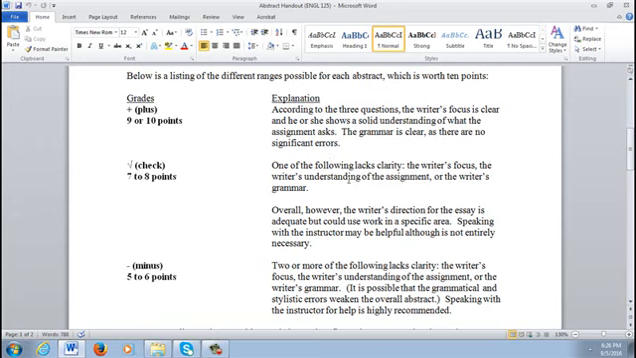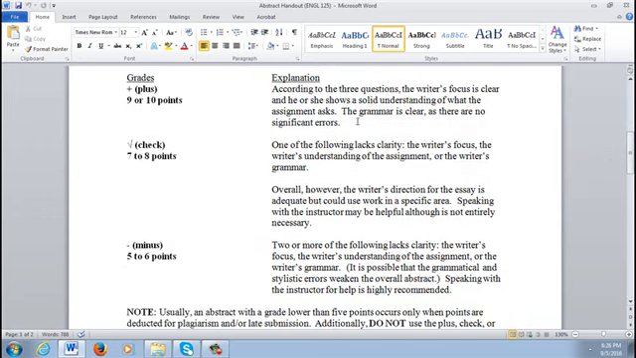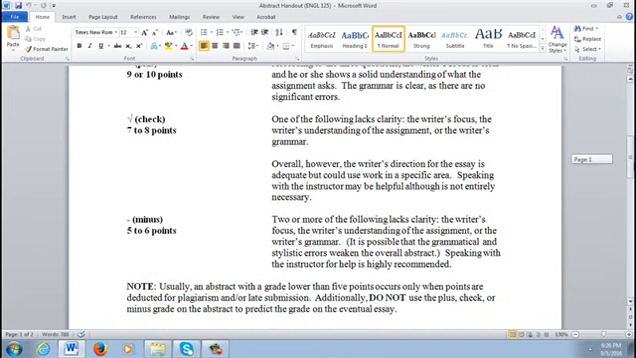And again, just skimming through them, you'll see that basically with a plus, all of the areas are clear. If there are any errors, particularly with grammar, they're not considered to be significant errors. With the check, there is an element that lacks clarity related back to those three questions. It may not hurt to talk with the instructor, but it's not necessary to do so.